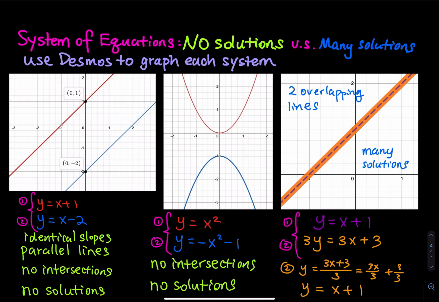There are two special cases when you solve a system of equations. The first case is no solution. The second case is many solutions. So in this video, I gave you three systems. Two of them have no solution and one of them has many solutions.